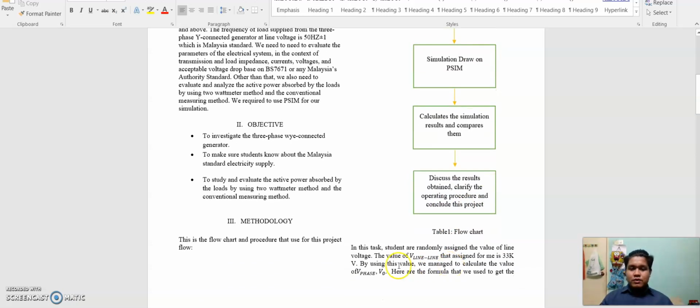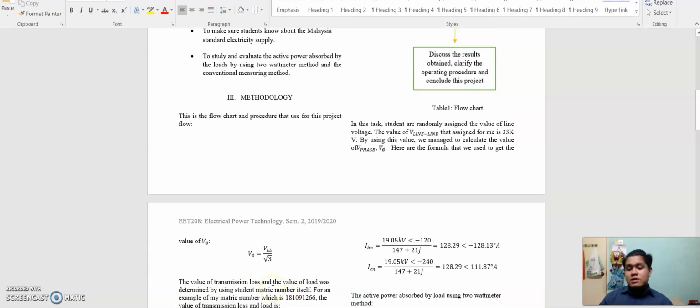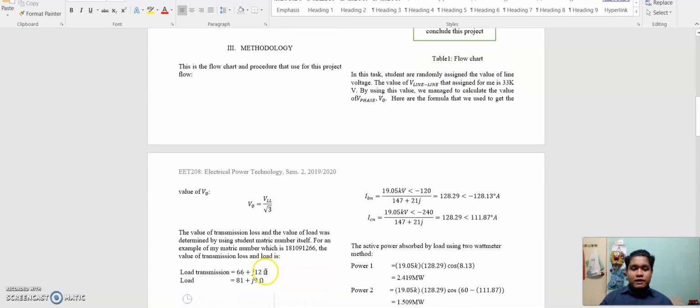So in this task, students are randomly assigned a value of line voltage. The value of V line to line assigned for me is 33 kV. By using this value, we managed to calculate the value of V phase. Here is the formula that we use for V phase. The formula is V phase equals V line to line over square root 3.